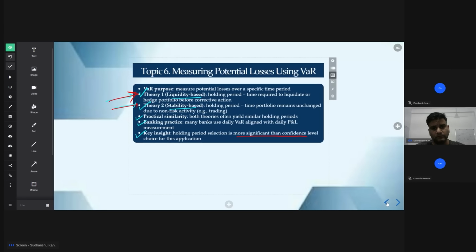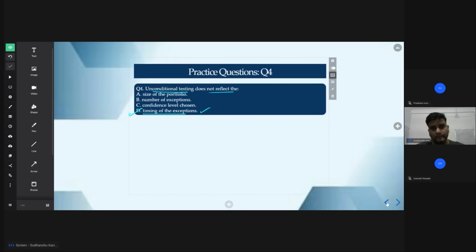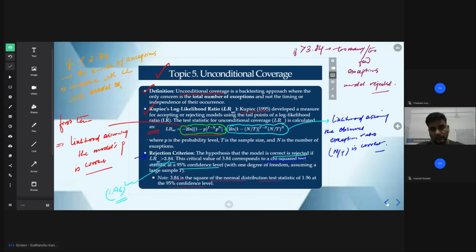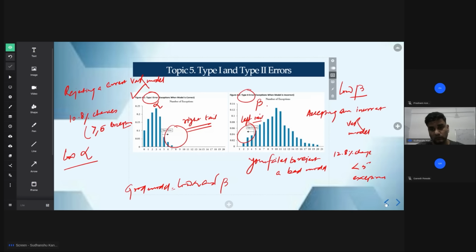This was before stability and liquidity theory. Remember this definition: common practice, requirement, objective, more important than your confidence level. So this is the theory. I don't think there is an issue here. Timing of exceptions I covered. This QPEX test is very, very important. It's a chi-squared value, left tail, right tail, very important.